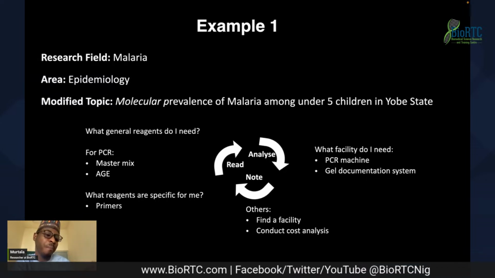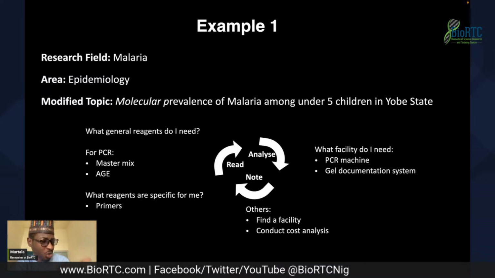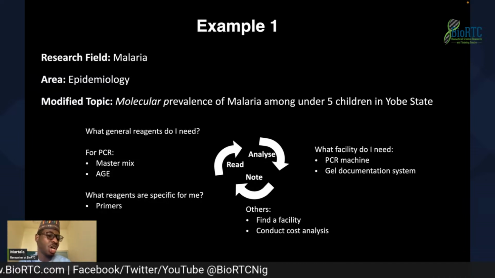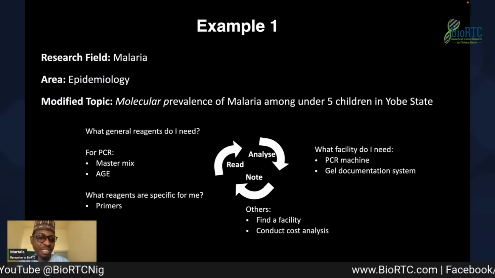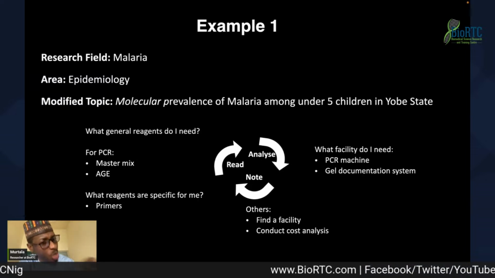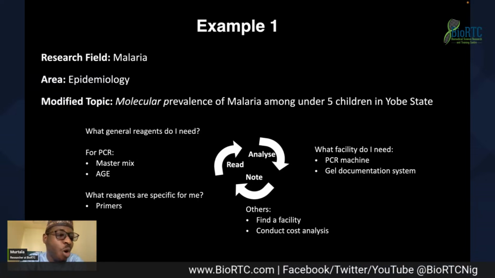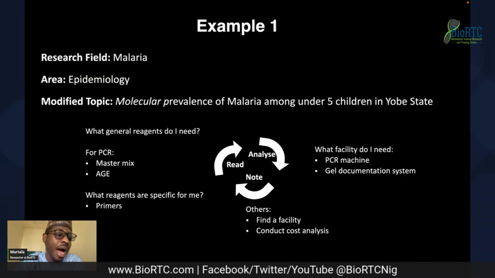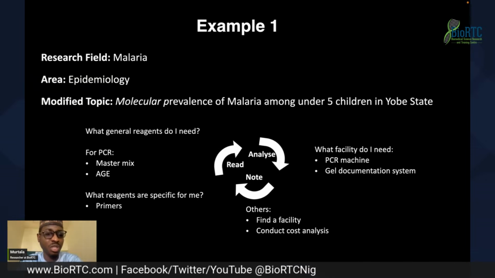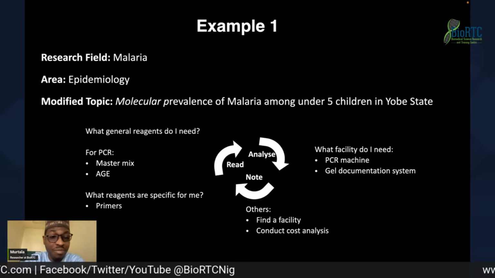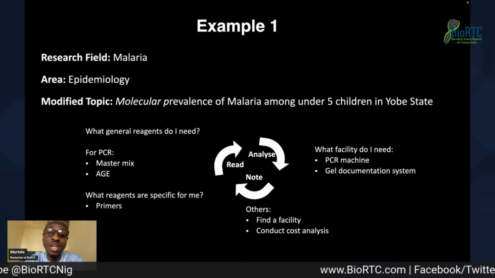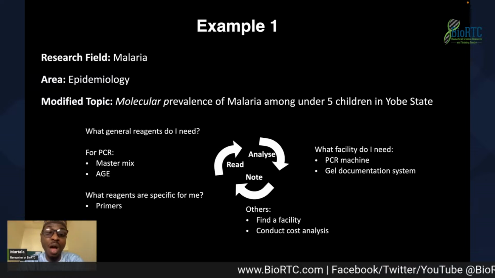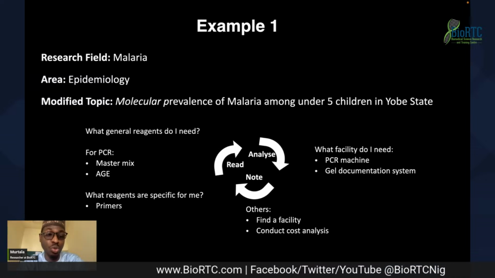And that means that during indexing and during search, your paper will come up with people who are working in molecular prevalence of diseases. So this is all in the design stage. The moment you send this topic to whoever is responsible, for example, in BioRTC, molecular prevalence of malaria among children, we already know that you have done your research and narrowed down to what you want to do.